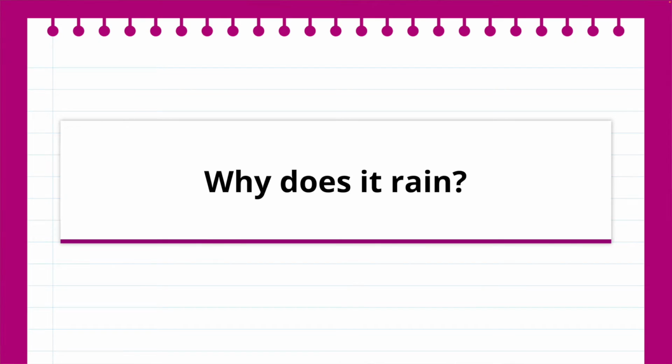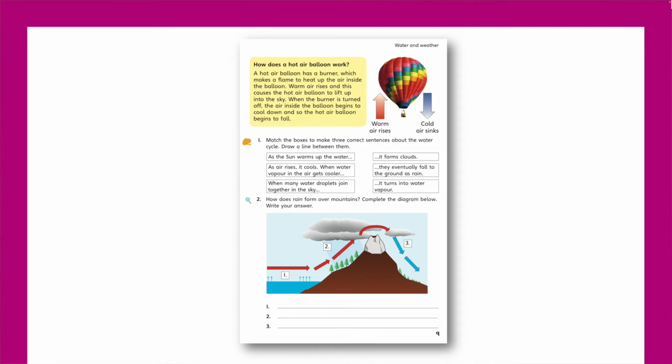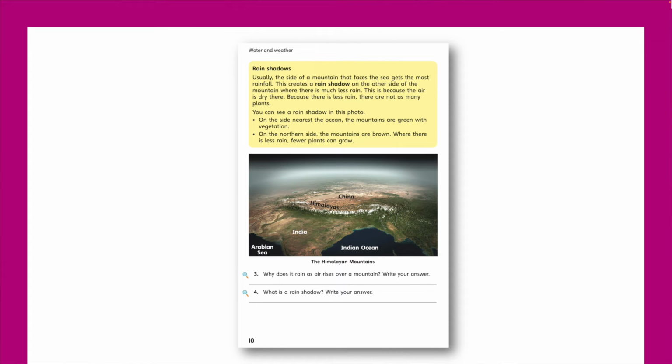The second lesson asks, why does it rain? Pupils will learn that water from the seas and ocean evaporates under the sun's rays and then cools over mountains, ready to fall as rain. Rain shadows will be set out, showing how this process affects plants and physical geography on a large scale.